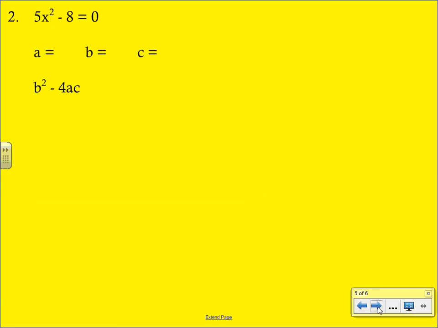Let's do one more example. This one's interesting because it is missing a term, and you just have to figure out which term that is. When you fill out the ABCs, we have A is 5, B is 0, and C is negative 8. We start again by plugging those into the discriminant formula. So we have 0 squared minus 4 times 5 times negative 8. And when you work that out, you should get 160.